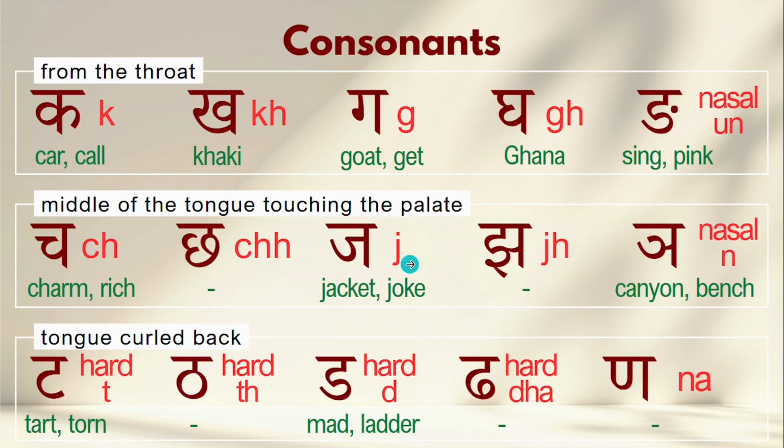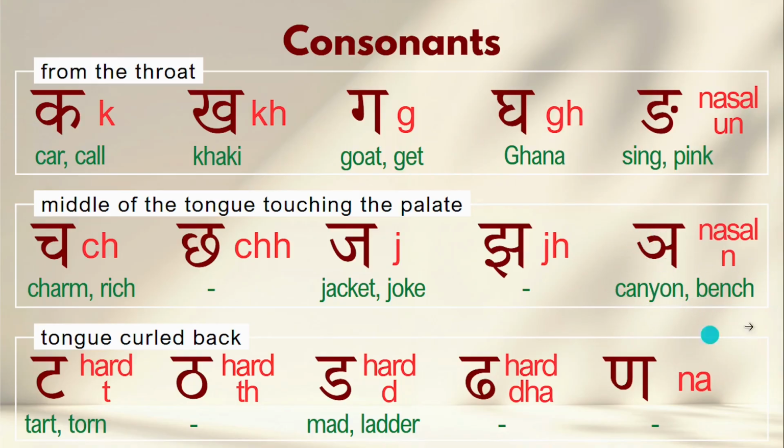Then there is j. So j for jacket, joke, James. So that's j, and jh is a little bit more of that. And then this is y. The ing is again a nasal sound, but the same way that the previous one was in the location of the throat letters, this is in the location of these. So from the space where you say ch, chh, j, jh, it's going to be the same space.